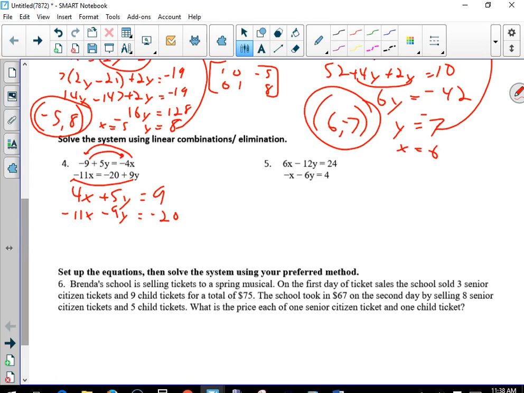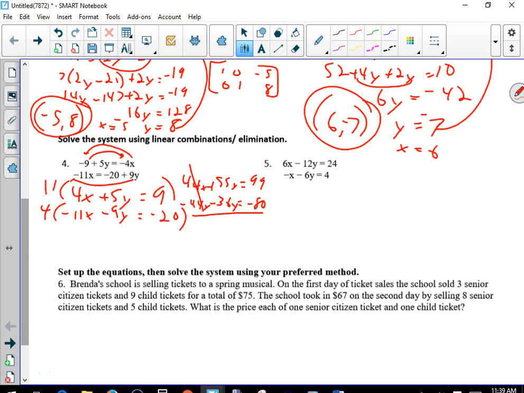Now that it's set up, I can choose to cancel my x's with 44, negative 44, or my y's with 45 and negative 45. I'm going to go with 44, negative 44. Multiply this by 11, I'll get 44. This will give me negative 44. So I have 44x plus 55y equals 99. And I have negative 44x minus 36y equals negative 80.